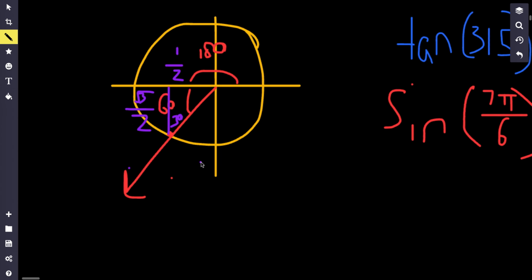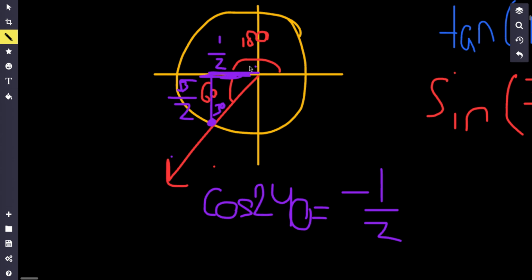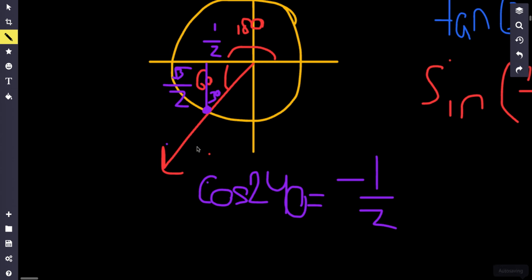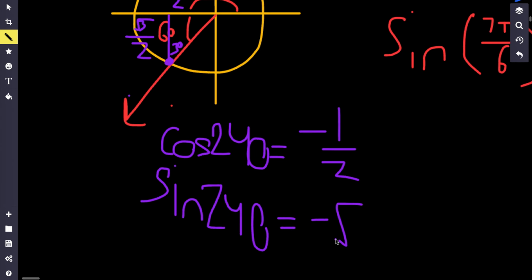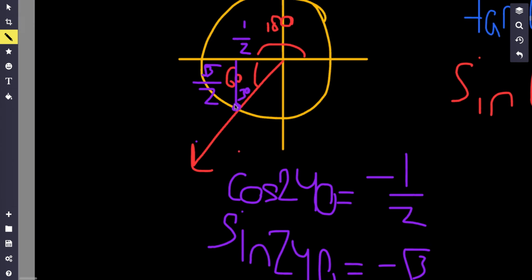Because cosine represents the x value of this point right over here. And in this case, we're going negative 1/2, right? This way. So for your sine value, it's going to be equal to negative radical 3 over 2. Because remember, the y value is also negative in this case.